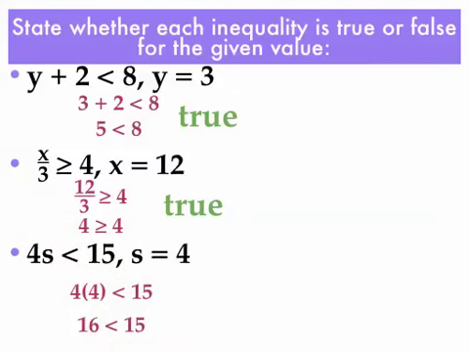Take a minute and think about that. 16 is not less than 15, but that's what this inequality says. Double check to make sure you haven't made any mistakes up above, and I haven't. So this inequality is not true. 16 is not less than 15, which means that this inequality, when s equals 4, is false.